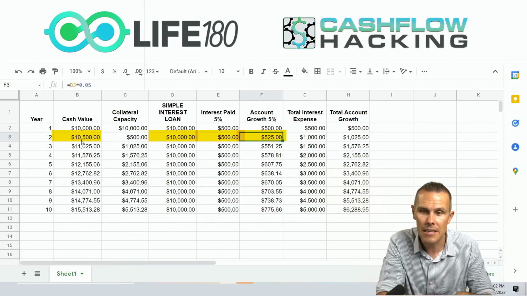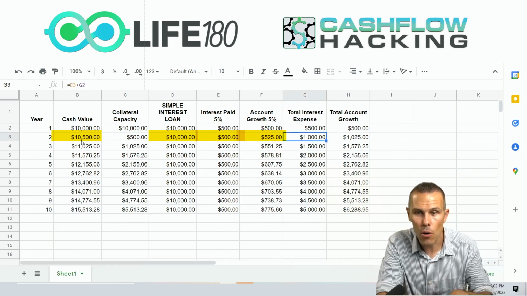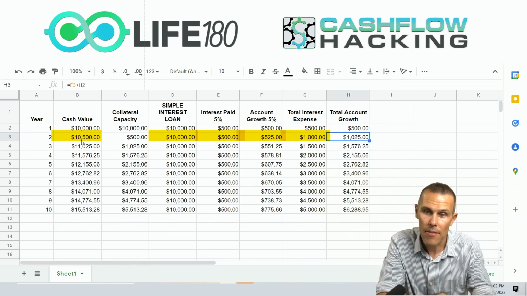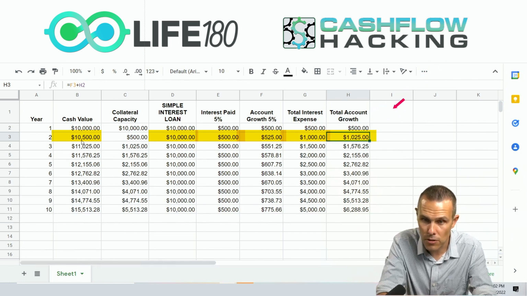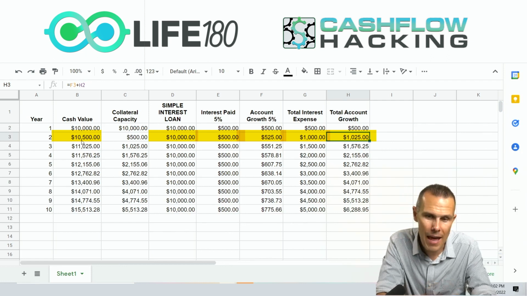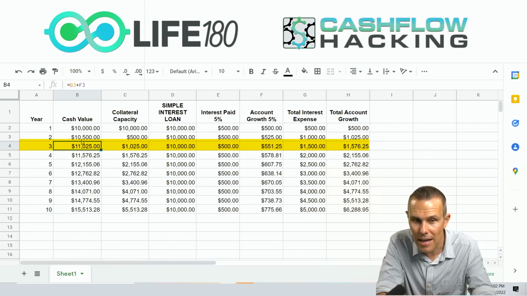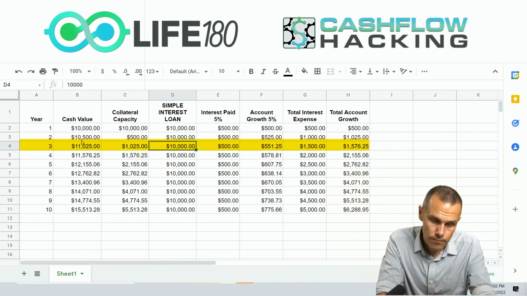So now you can see in this scenario, you got $525 of interest, right? And the total interest expense is $1,000 because it's 500 and 500. And then the total account growth is now 1,025 because you earned 500 the first year, which is a breakeven, and then 525 the second year. So now you're ahead by about 25 bucks. And this just continues. So the next year you've got 11,025. Your collateral capacity is 1,025. That means you have the loan and you've paid the loan, but all the interest.